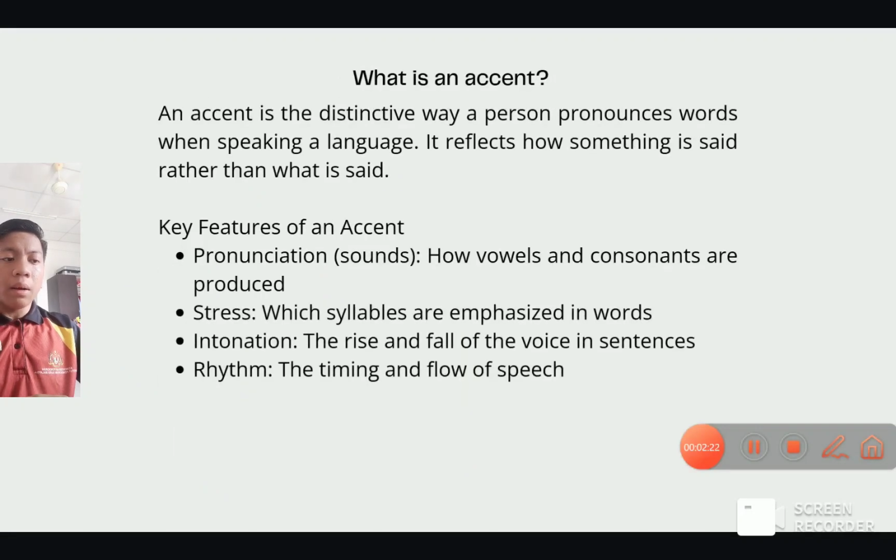Firstly, what is an accent? An accent is the distinctive way a person pronounces words when speaking a language. It reflects how something is said rather than what is said. The key features of an accent are, firstly, the pronunciation, which is the sounds, so how vowels and consonants are produced. Then we have the stress, which is which syllables are emphasized in words. Then the intonation, which is the rise and fall of the voice in sentences. And lastly, rhythm, which is the timing and flow of speech.